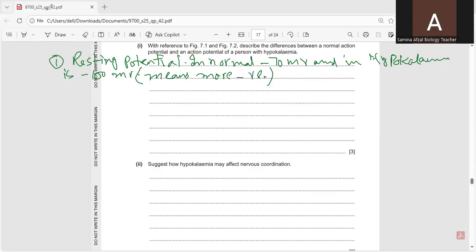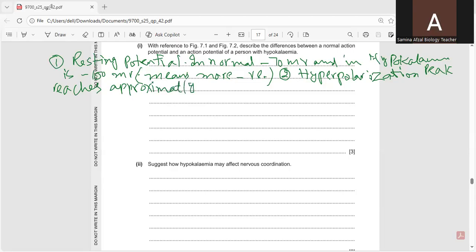And second, the hyperpolarization peak. Hyperpolarization peak reaches approximately minus 92 millivolts, and in 7.2 it is minus 112 millivolts.